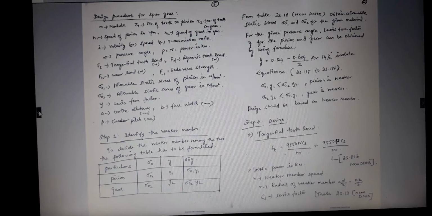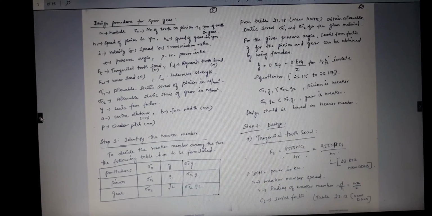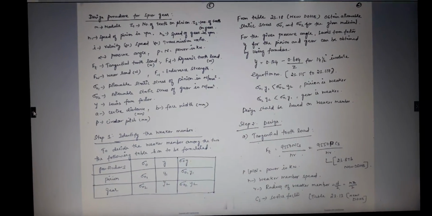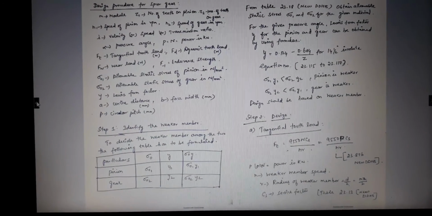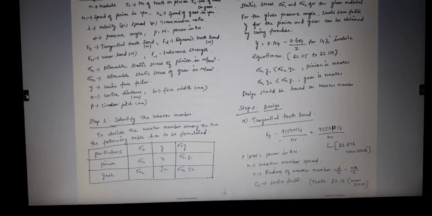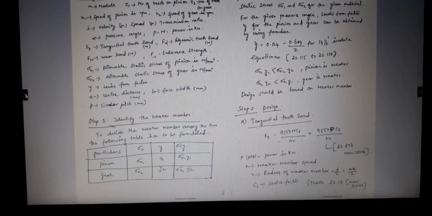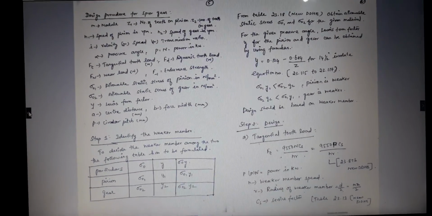Now, we can do the force analysis. After identifying the weaker member, we have to do the force analysis. First step, we have to analyze the static force, that is the tangential tooth load. The equation number is given in the new data handbook, equation number 23.87b. Formula is 9550 P into Cs divided by N into R.